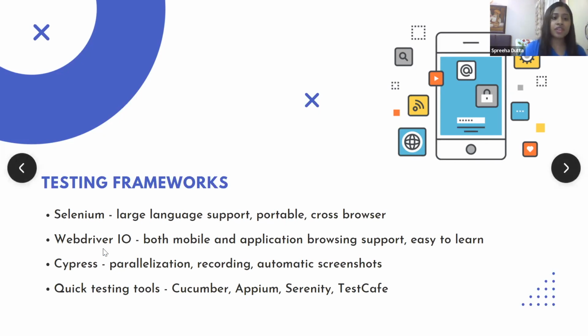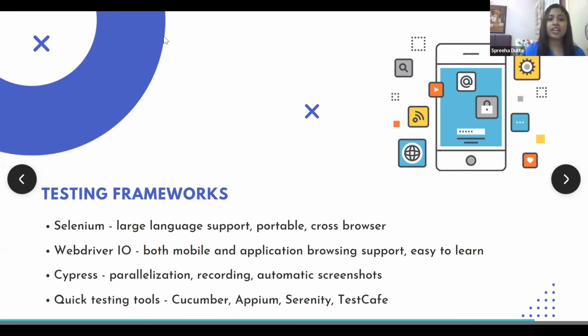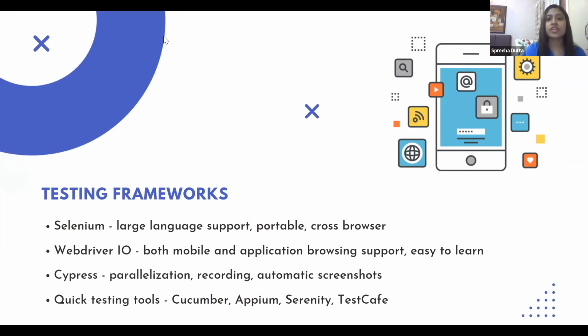Then there are other frameworks like WebDriver IO, which supports both browsing across mobile as well as web applications, and it's also easy to learn. Then you have another tool called Cypress, which supports parallelization of tests. And another very good feature of Cypress is that it allows taking automatic screenshots. So whenever your test fails somewhere, Cypress automatically takes a screenshot at the point of failure, so it makes reporting much easier. And record and play features are also there. Some other quick testing tools are Cucumber, Appium, Serenity, Test Cafe. So these are all testing frameworks.